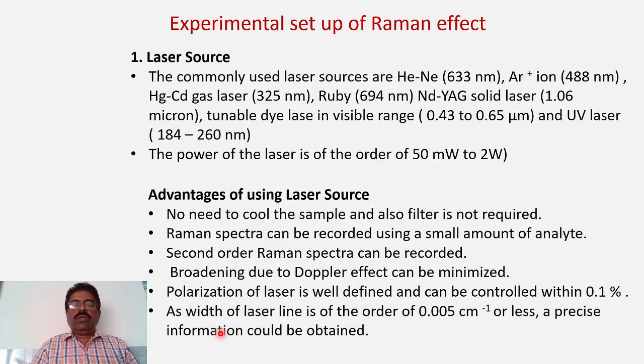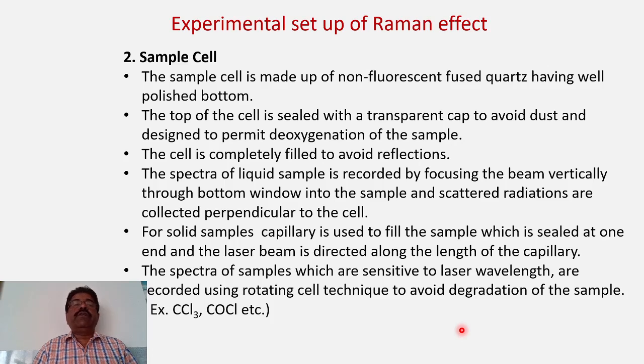So the width of the laser line is very small, of the order of 0.005 centimeter inverse. That is the spectral width, in terms of wavelength, or you can say in terms of wave number. So you can obtain very precise information if you have such a very small width in terms of the wave number of the given source of radiation.